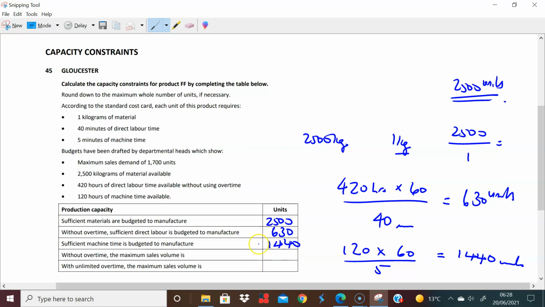1,440. So it says, without overtime, if you just decide to work as you are right now, the maximum you're going to be able to make is 630 units, because once you've used the current labor that you have, you can't make any more. You have finished utilizing the labor available to you here. But in terms of restrictions, if you could go out there and get more overtime, great, you can get as much overtime as you want and make as many units as you can. But then, what's the next restriction?